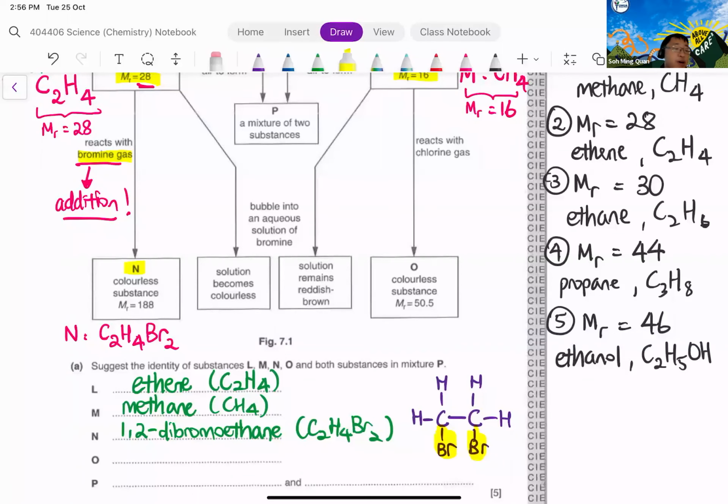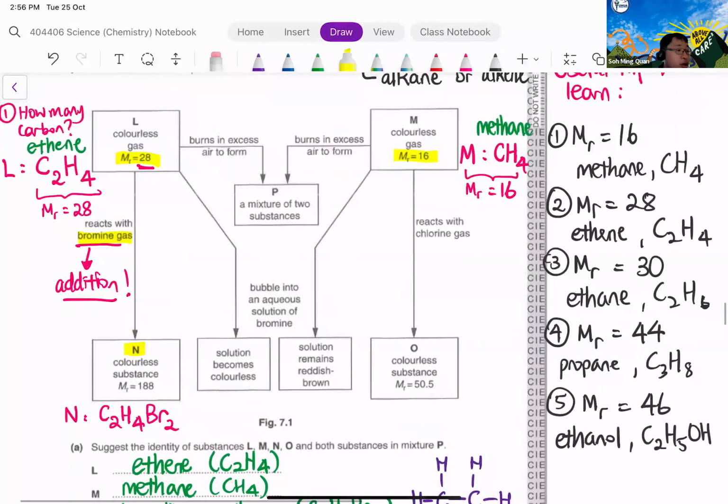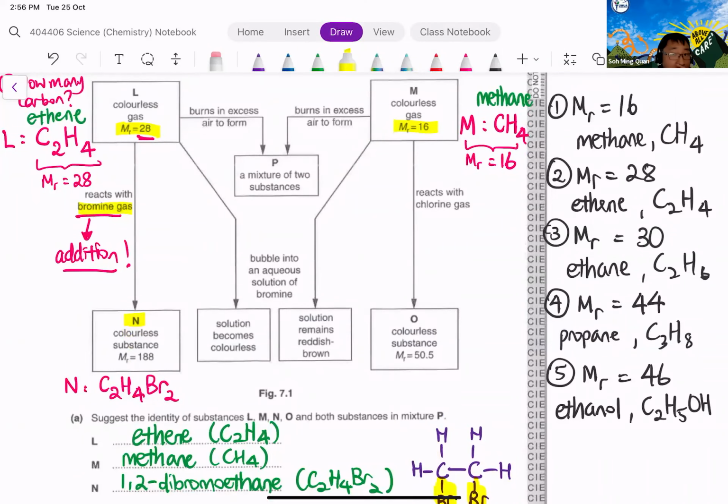All right. Now, so we have solved N. So now let's do O. Now, O comes from M. M is methane. Methane reacts with chlorine gas, right? But this is obviously not the same as just now. This is not addition, this is substitution, because alkanes undergo substitution. Remember, we went through this. ACS: alkane, combustion and substitution. Then you have ECA: alkene, combustion and addition. All right. So this is methane, a substitution.